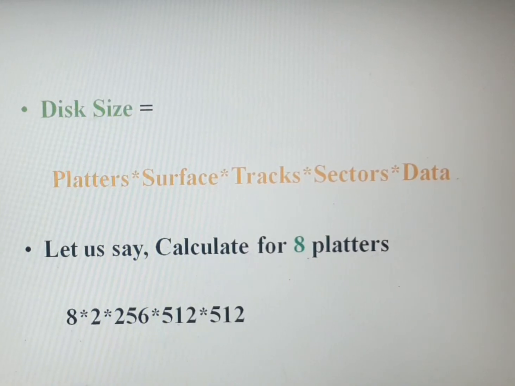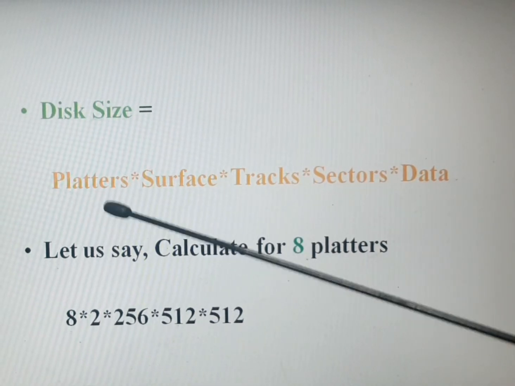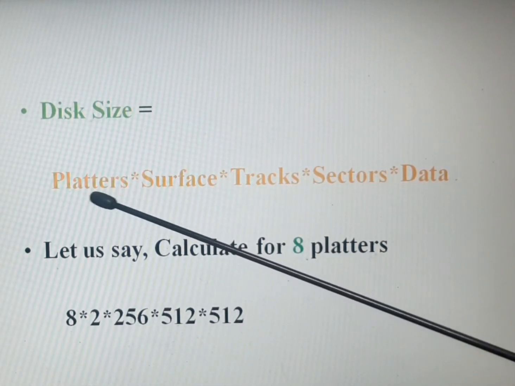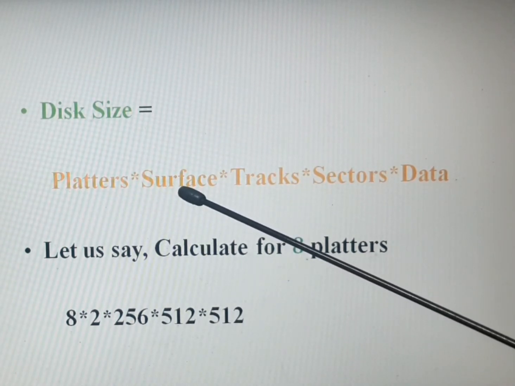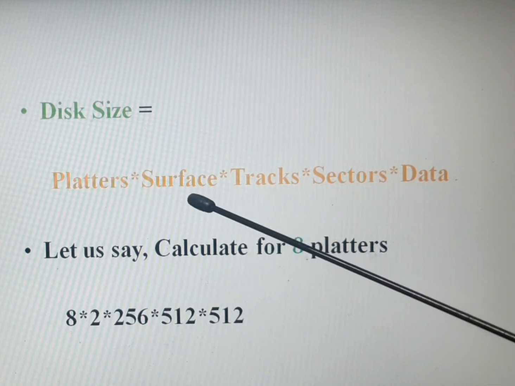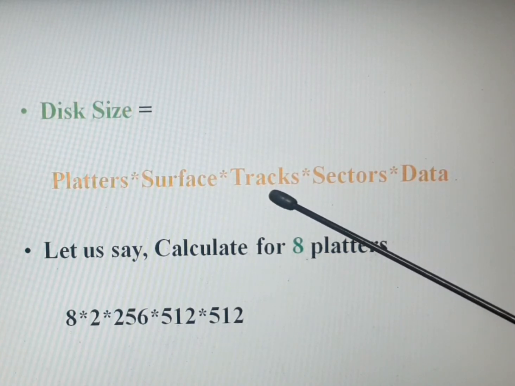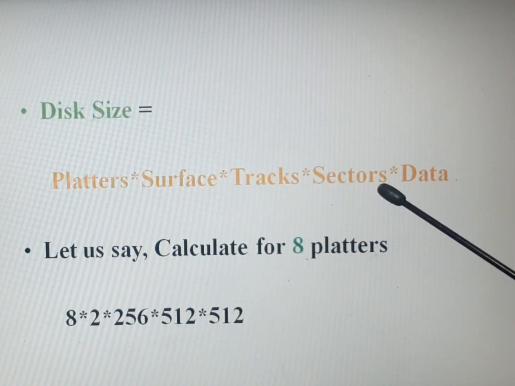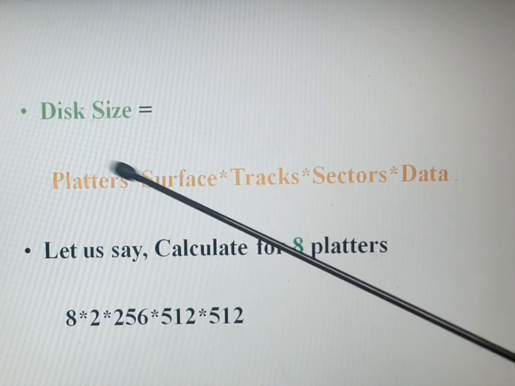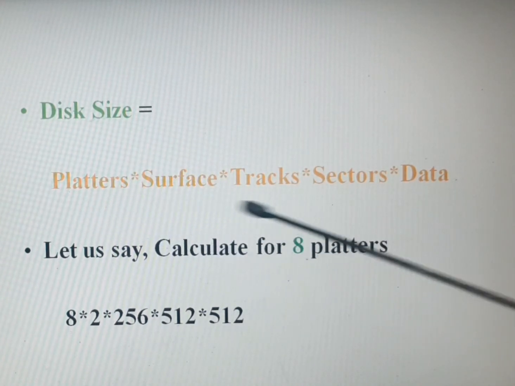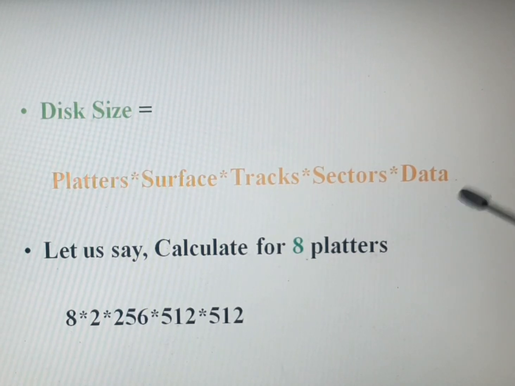Now if you want to find out the disk size, first we have platters. Platters means the disk. Then we have surfaces. How many surfaces for a single platter? Two surfaces. On the surfaces there will be tracks, on the tracks sectors, and on the sectors data will be stored. To find the disk size, you multiply platters into surfaces, into tracks, into sectors, and into data.